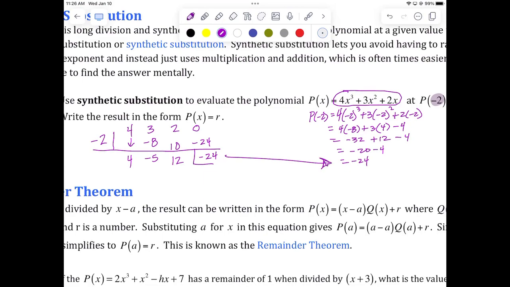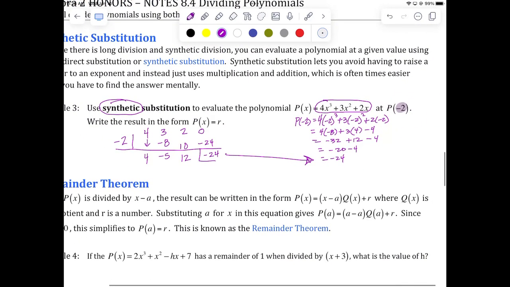Is that the same thing we got over there when we did it by the sledgehammer method? The brute force method? It sure is. Which method do you prefer? I prefer the synthetic version. Yeah, the synthetic version.